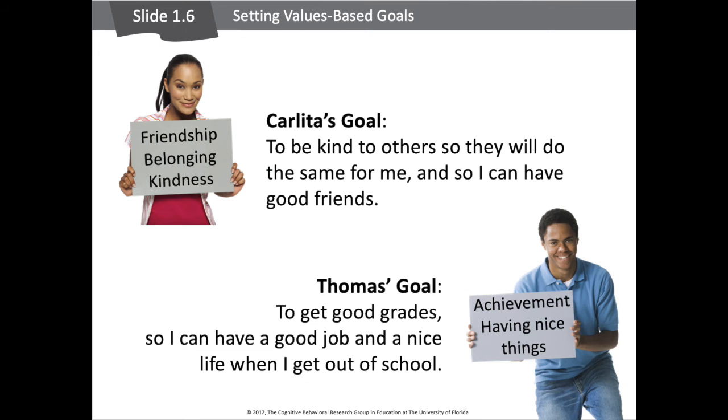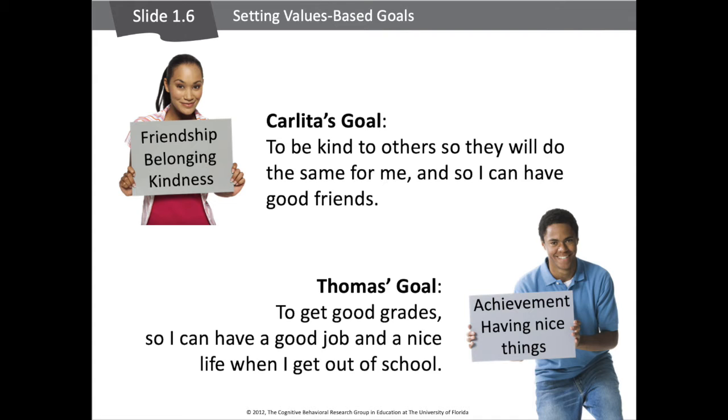Just like the previous examples, you can set goals based on a single value, but you can also set a goal when you have several values. For instance, Carlita values belonging, friendship, and kindness. She thinks about how these work together and has set a goal to be kind so that others will do the same for her. By being kind, she is able to have friends and belong. All of her values actually work together.